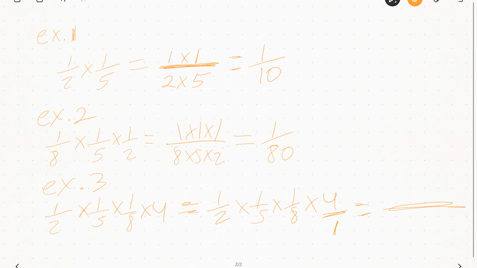And we do the same thing we did before. We multiply all the numerators together, 1 times 1 times 1 times 4, and all the denominators together, 2 times 5 times 8 times 1. Our final result is 4 divided by 80. If we simplify this number, our final result will be 1 divided by 20.